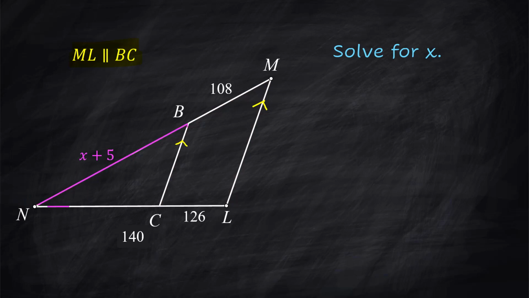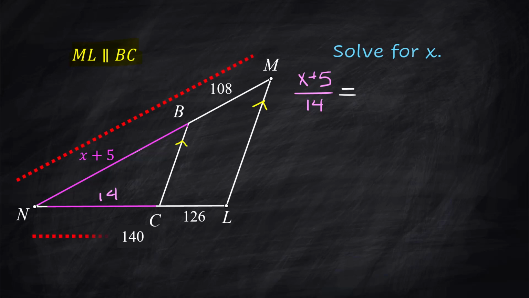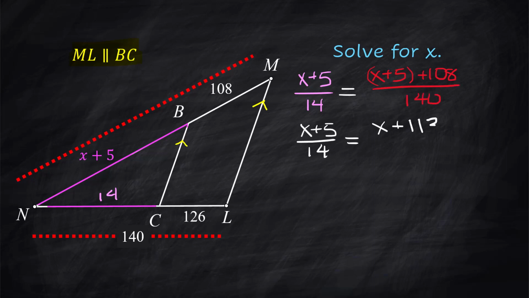The bottom part of the small triangle is actually 14 because I can see that the entire length is 140, but they told me that one piece is 126. If I subtract 126 from 140, I get 14. So I have x plus 5 over 14 equals the entire length of the large triangle, x plus 5 plus 108, over the entire length down below, 140. X plus 5 over 14 equals x plus 113 over 140.